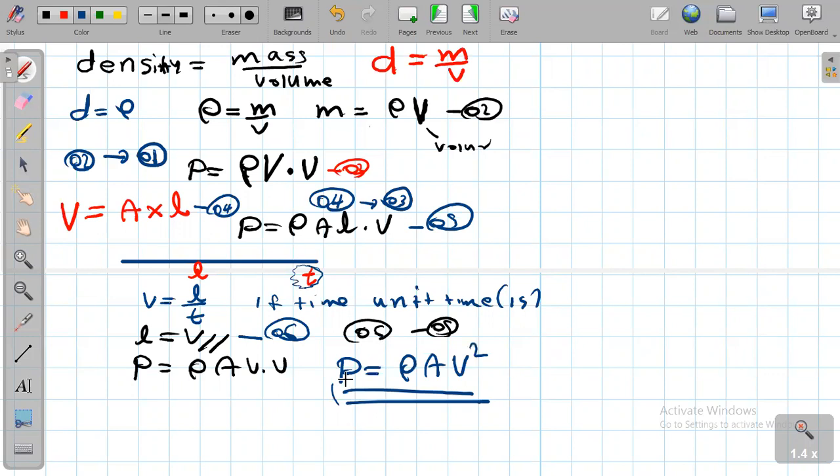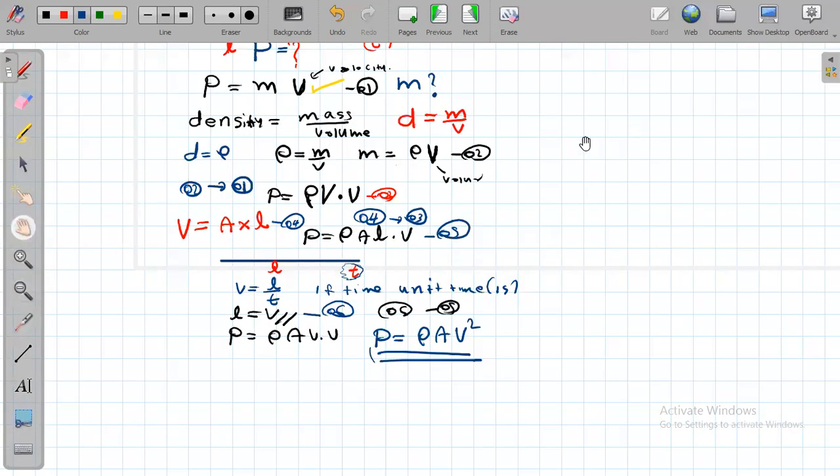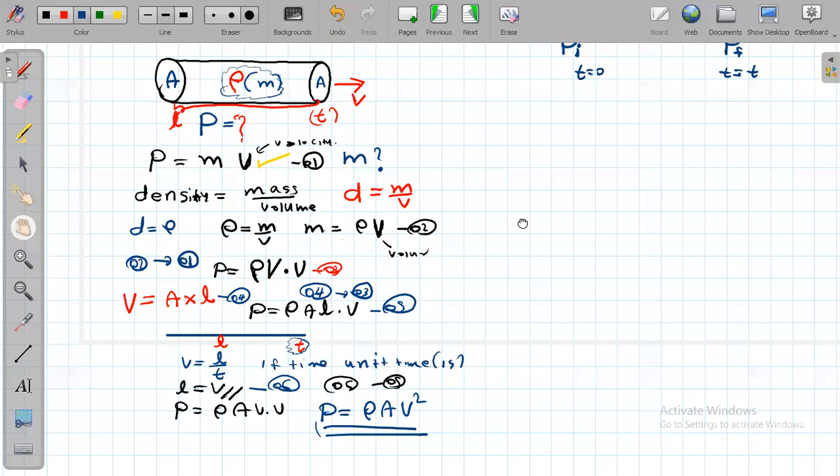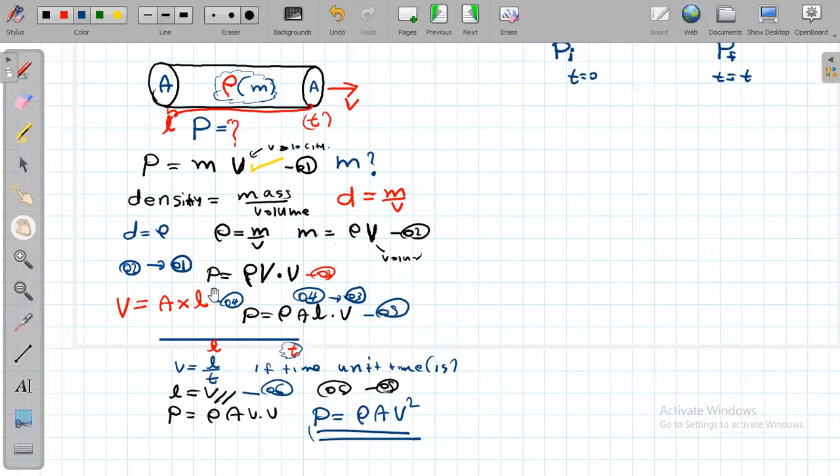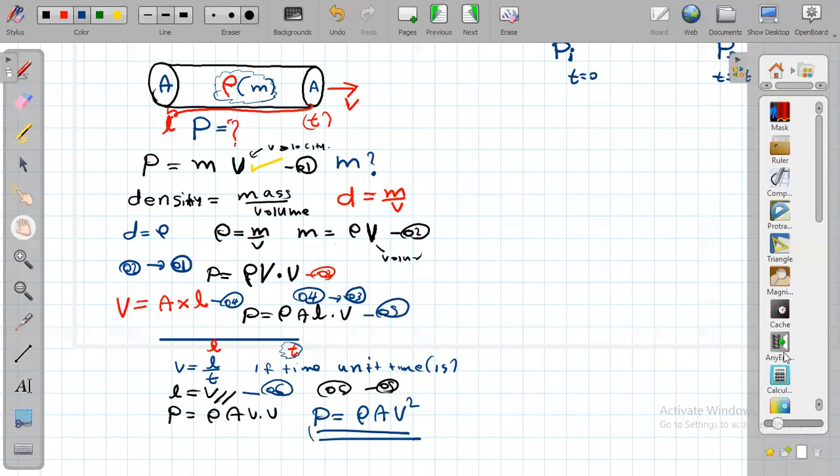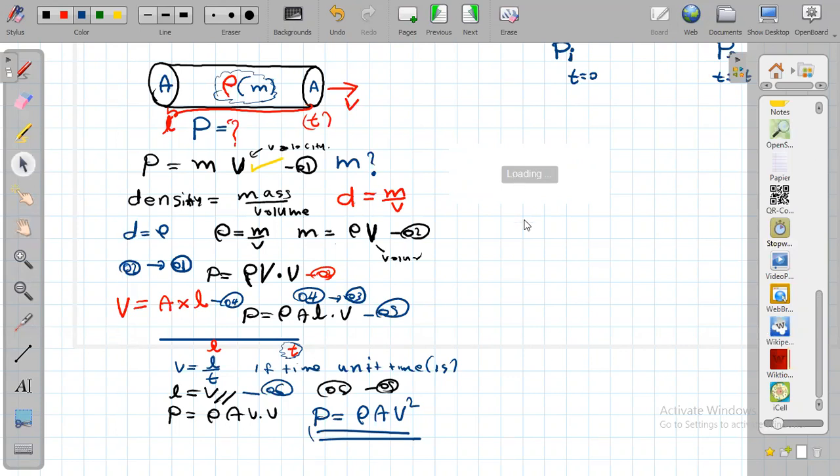Don't try to remember this equation. You have to show and get it. Marks are given for this; it is not a standard equation. You have to derive and show this. I will give you 2 minutes. Copy this diagram to your book. Copy this entire process to your book. I'll give you 2 minutes. Now I'm going to start the timer. Copy it clearly.